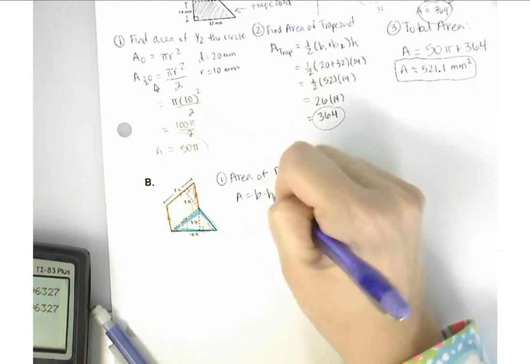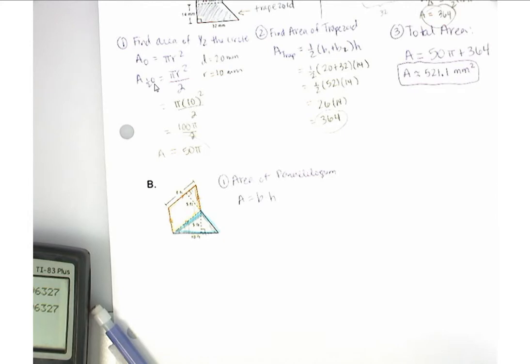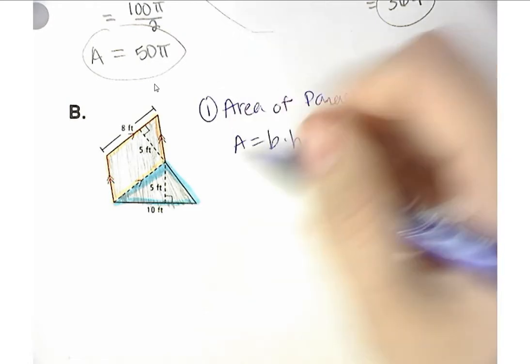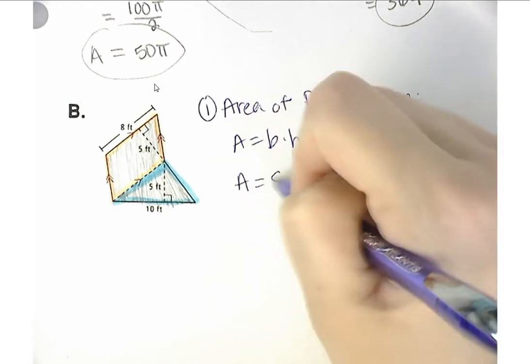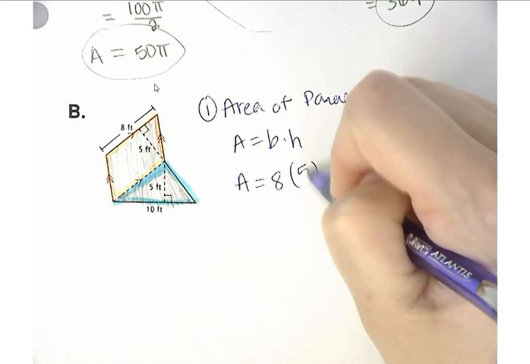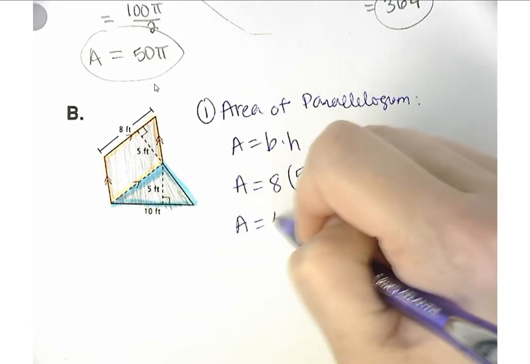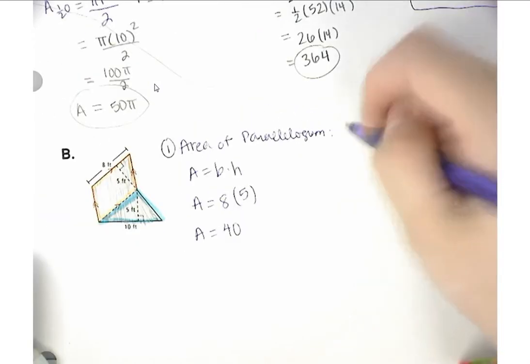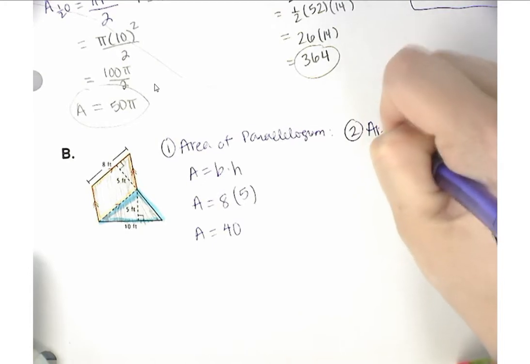Which is base times height. And what is your base going to be? Yep. And then the height for it is going to be 5. So then your area is going to be 40 for the parallelogram. Okay, and then we're also going to find the area for the triangle.